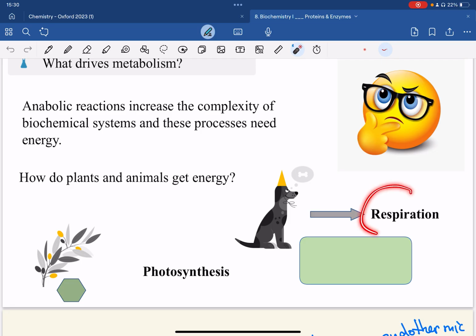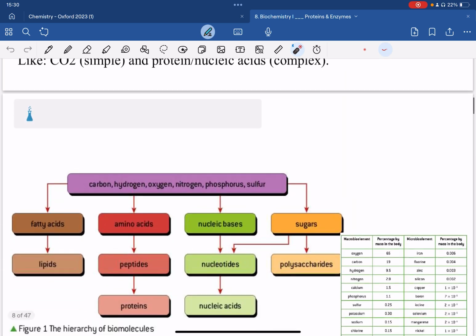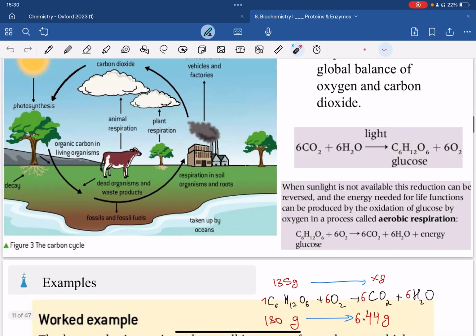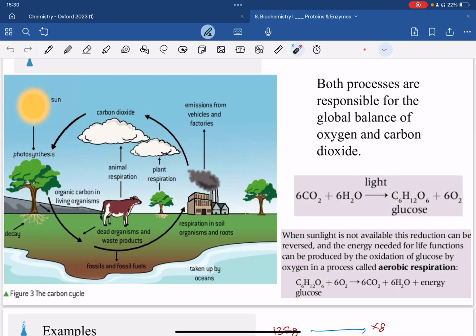Also know the difference between respiration and photosynthesis. Let me show it in here. From photosynthesis, we are getting oxygen and glucose, and the reactants are carbon dioxide and water. And respiration is the opposite of that. By the way, this is aerobic respiration, which means that oxygen is in the process. So glucose plus oxygen, and we are getting carbon dioxide, water, and energy.